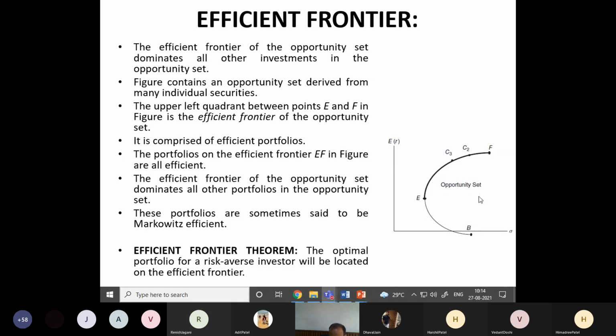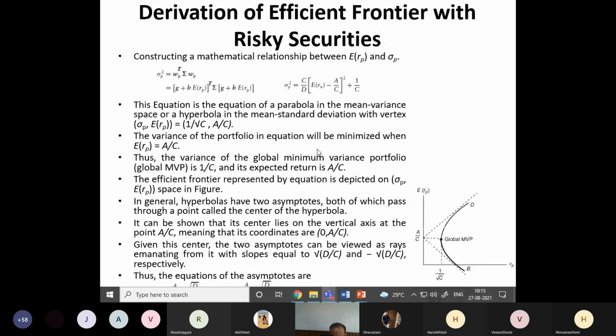So we get here these points, which specify the sigma p square for a given ERP. And we are not interested in any other point. We are not interested in the whole opportunity set. We are interested only in the efficient frontier. So that equation is now the relation between ERP and sigma p square.